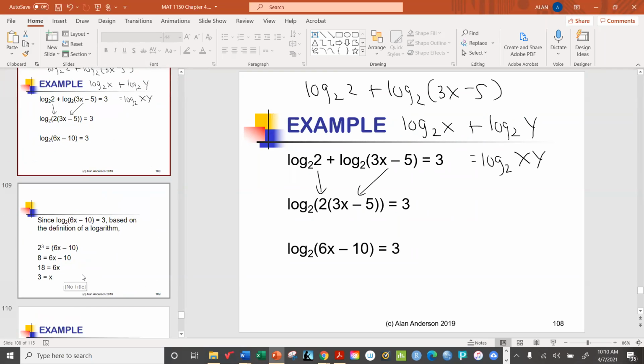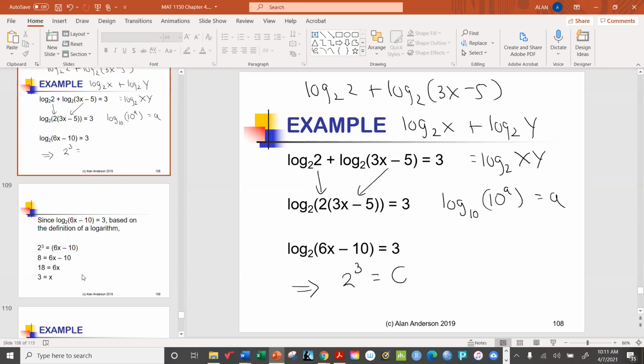Well, it turns out, now you remember, because of the way logs are defined, if you have the log to base b of, let's say, 10 to the a power, this is a. In other words, in this case, what this implies is that 2 to the third power equals 6x minus 10. These both mean the same thing.